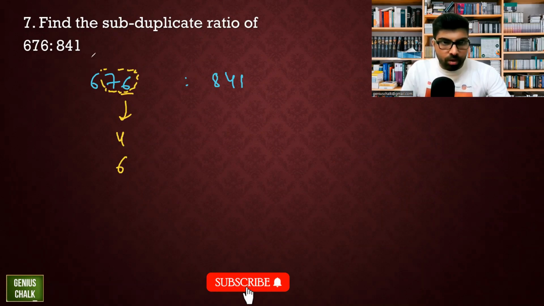Right? So we are finding the square root of both, right? Square root of both. So 6. Which number is a perfect square less than or equal to 6? That we need to write.